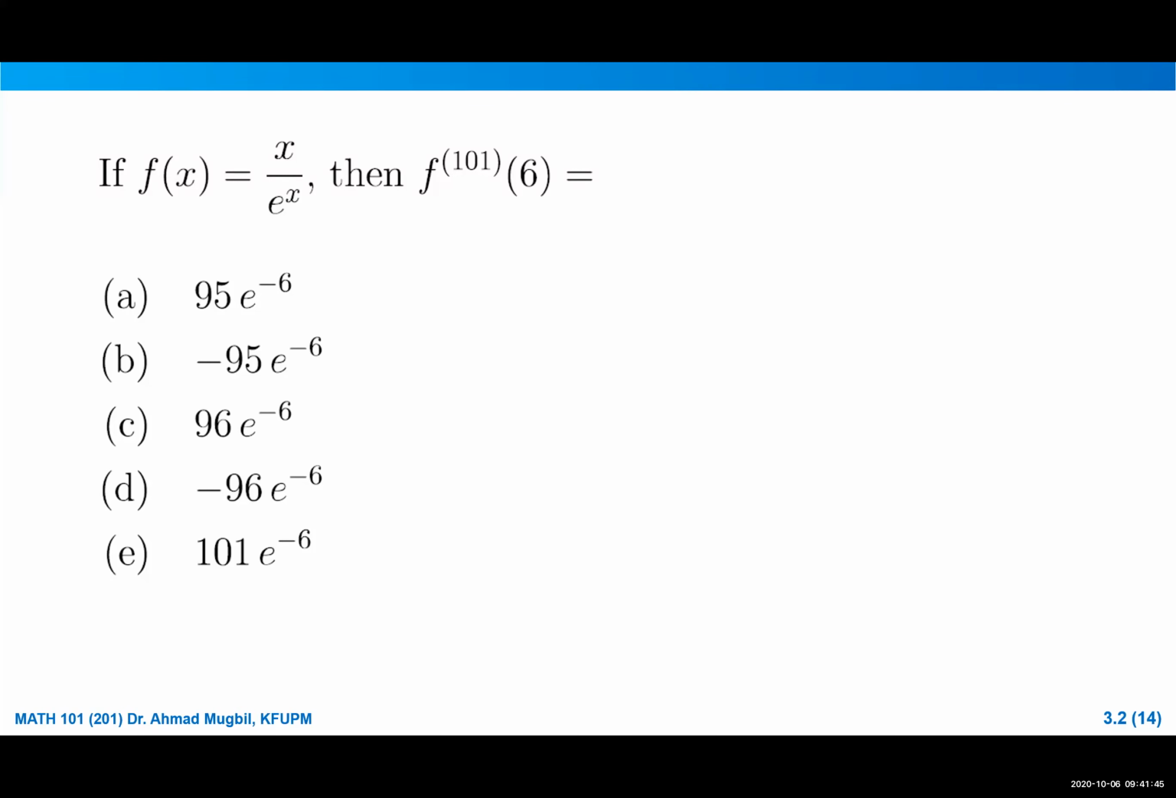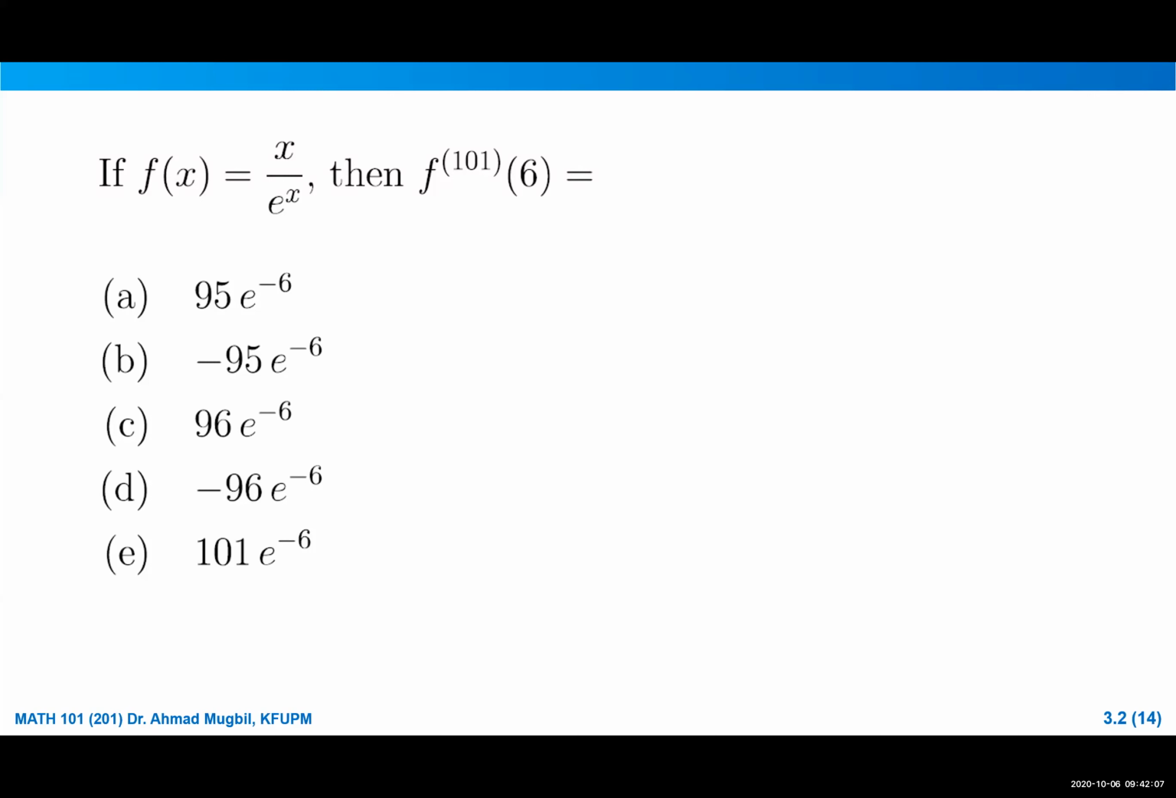You have x over e to the power x. Find the derivative number 101. What is the 101 derivative? Yalla ya shabab, start. Which rule are you going to use?